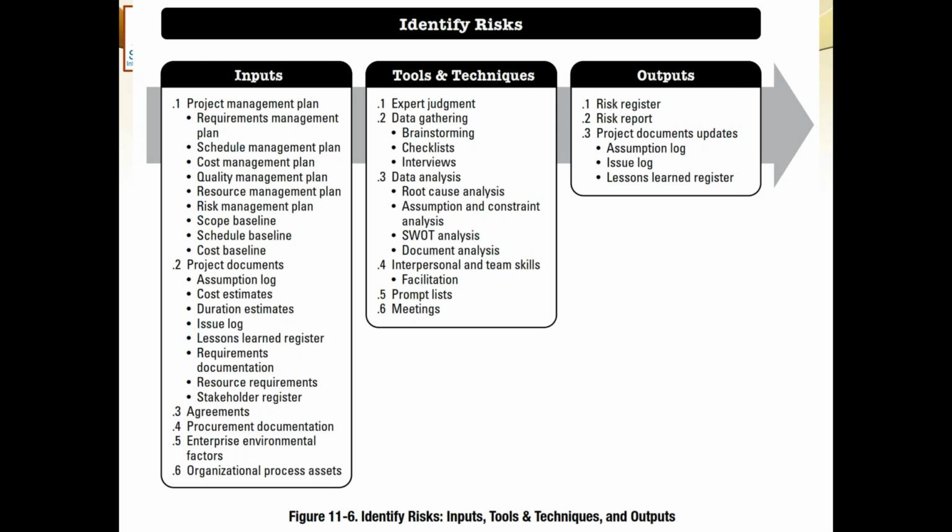Then is the data analysis. Data analysis is that you try to dig down into various kinds of analysis. You do the root cause analysis, why this is happening and what is the cause of that. And ultimately, that may indicate some risk. Then you look at your assumptions and constraints and analyze them and see what good or bad can happen to you if that assumption doesn't prove right. Then you do the SWOT analysis, which is normally done at the strategic level. Strengths, weaknesses, opportunities, and threats are identified for the organization. You can identify the opportunities and threats here, which are actually the risks. Opportunities are positive risk and threats are negative risk. The old documents can be analyzed to identify a number of risks from there as well.